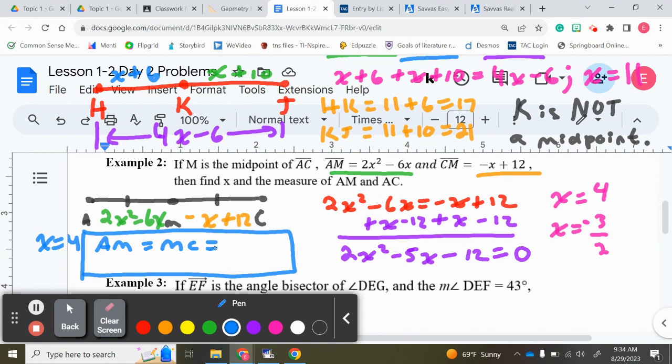So what's it going to be? It's 8. Okay, so they're both equal to 8. There we go. All right, now check out when x is -3/2 or -1.5, whichever you're going to put in your calculator. You have AM is still equal to MC, which is still equal to what?